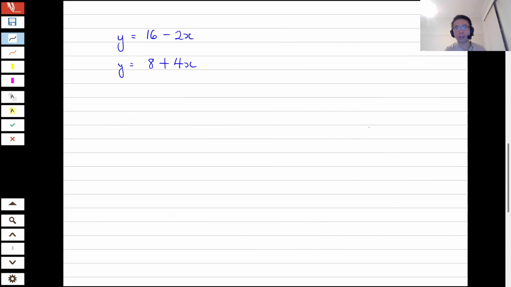So here I've given you two new equations, y equals 16 minus 2x and y equals 8 plus 4x. Now, because these two equations are true at the same time, I'm noticing that I've got two expressions for y, and I know that they have to be equal to each other at the point where the lines meet. So I can therefore write the first expression for y equals the second expression for y.